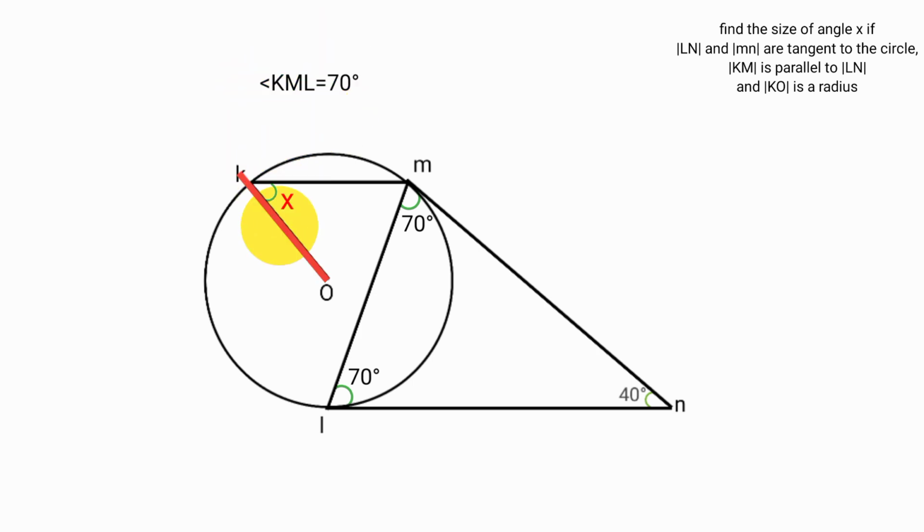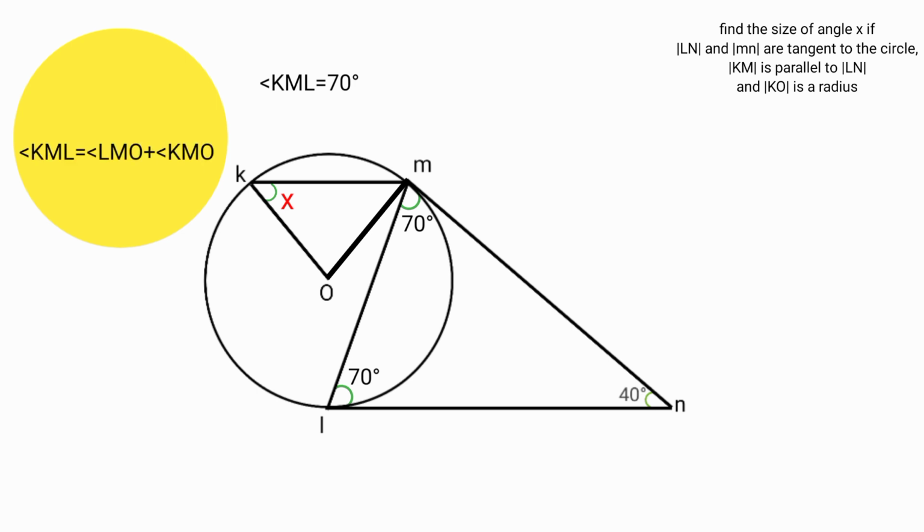Now since this line KO is a radius, that means this point O is the center. So we can draw another line from this point O to this point M here. Don't forget, line MO is also a radius because it was drawn from point O, which is the center of the circle, to this point M, which is a point on the circumference. Now you can see this line MO has divided this angle KML into two parts, which are angle LMO and angle KMO. But we know that their sum must be equal to angle KML. So we can form an equation that angle KML equals angle LMO plus angle KMO.